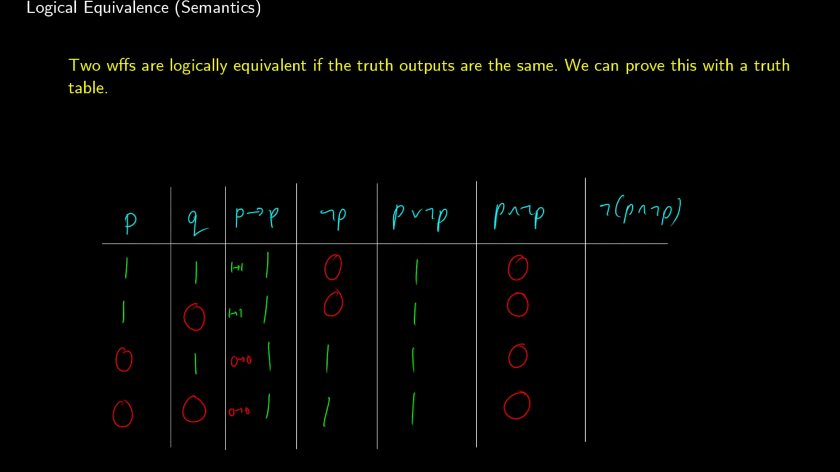Now finally, we have not P and not P. What we're doing right now is taking a look at the previous column and we're just going to flip the values. So these are all ones. Now what this means is that some of these are logically equivalent. As I just demonstrated with tautologies, P arrow P, P or not P, not P and not P are all equivalent. They're all tautologies. The outputs in the rows are the exact same. We could do this with more complex well-formed formulas, which I'm sure you will do at some point.